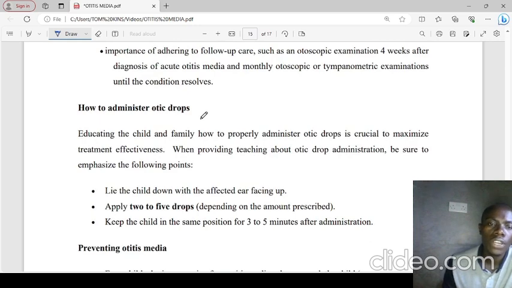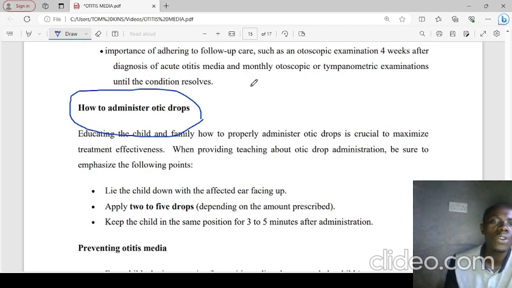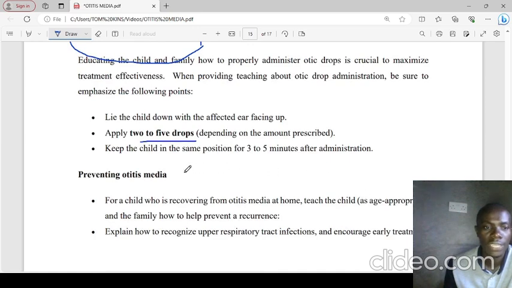Remember also to instruct the patient on how to administer otic drops. Guys, a link will be popping up demonstrating how to administer the otic drops. But make sure you lay the child down with the affected ear facing up. Then you apply 2 to 5 drops. It depends on the amount that has been prescribed. You need to keep the child in the same position for 3 to 5 minutes after administration so that the drug can get in, okay?